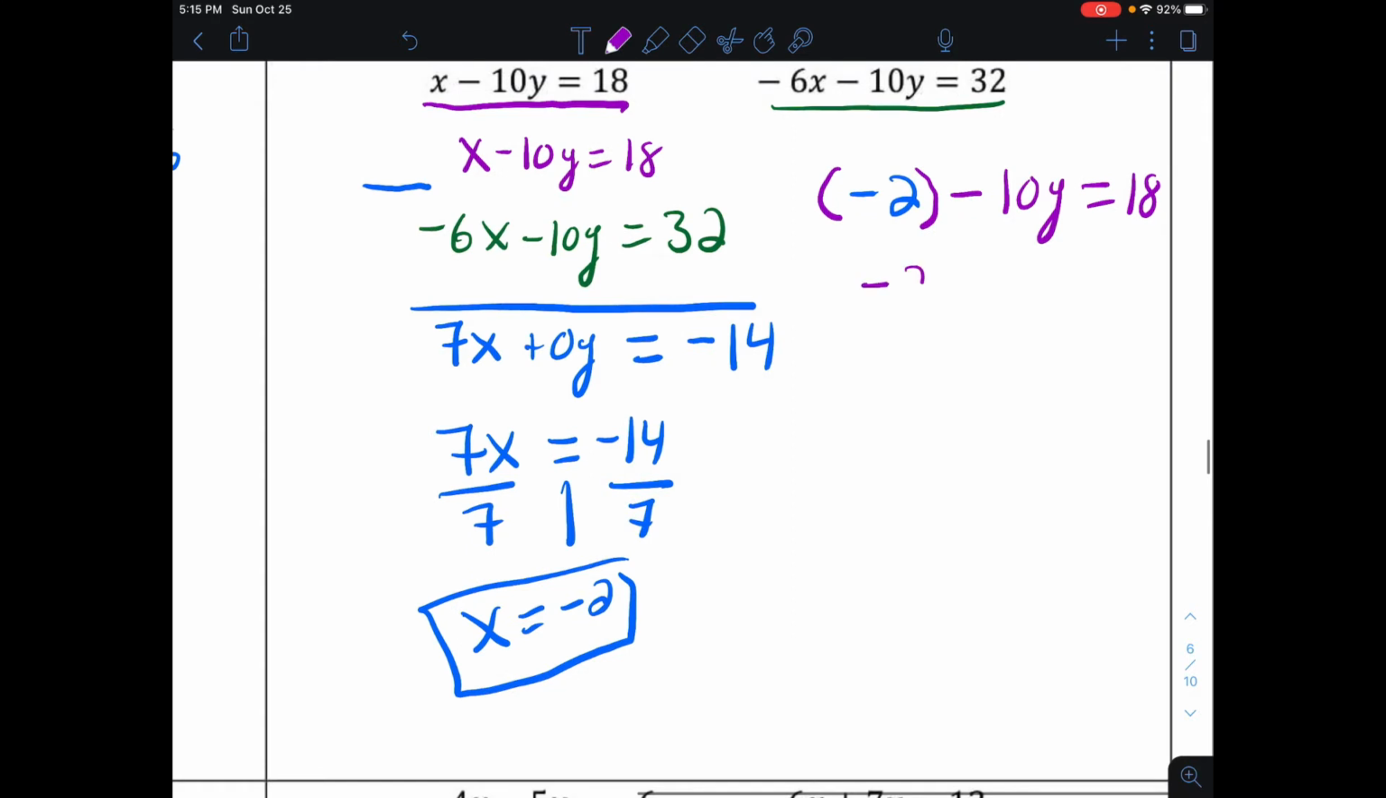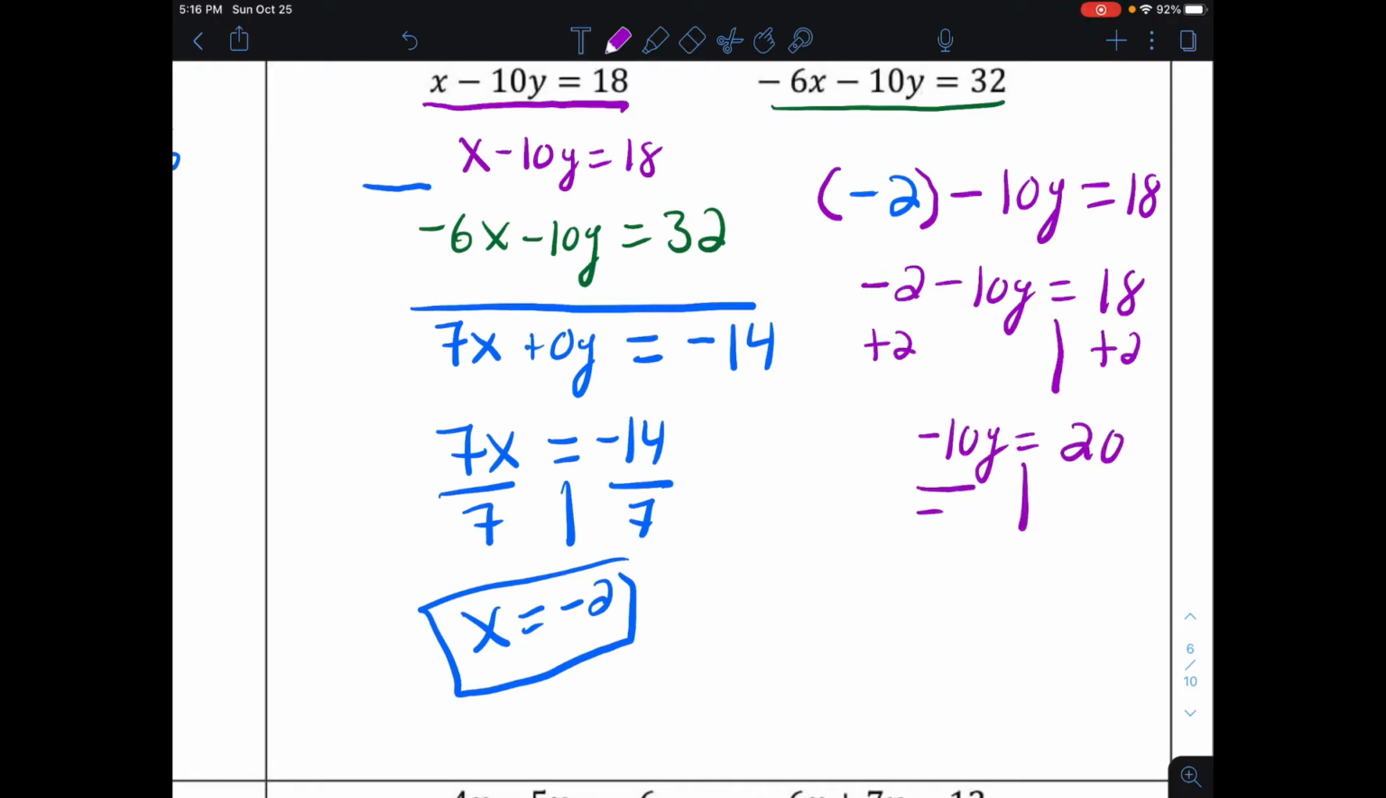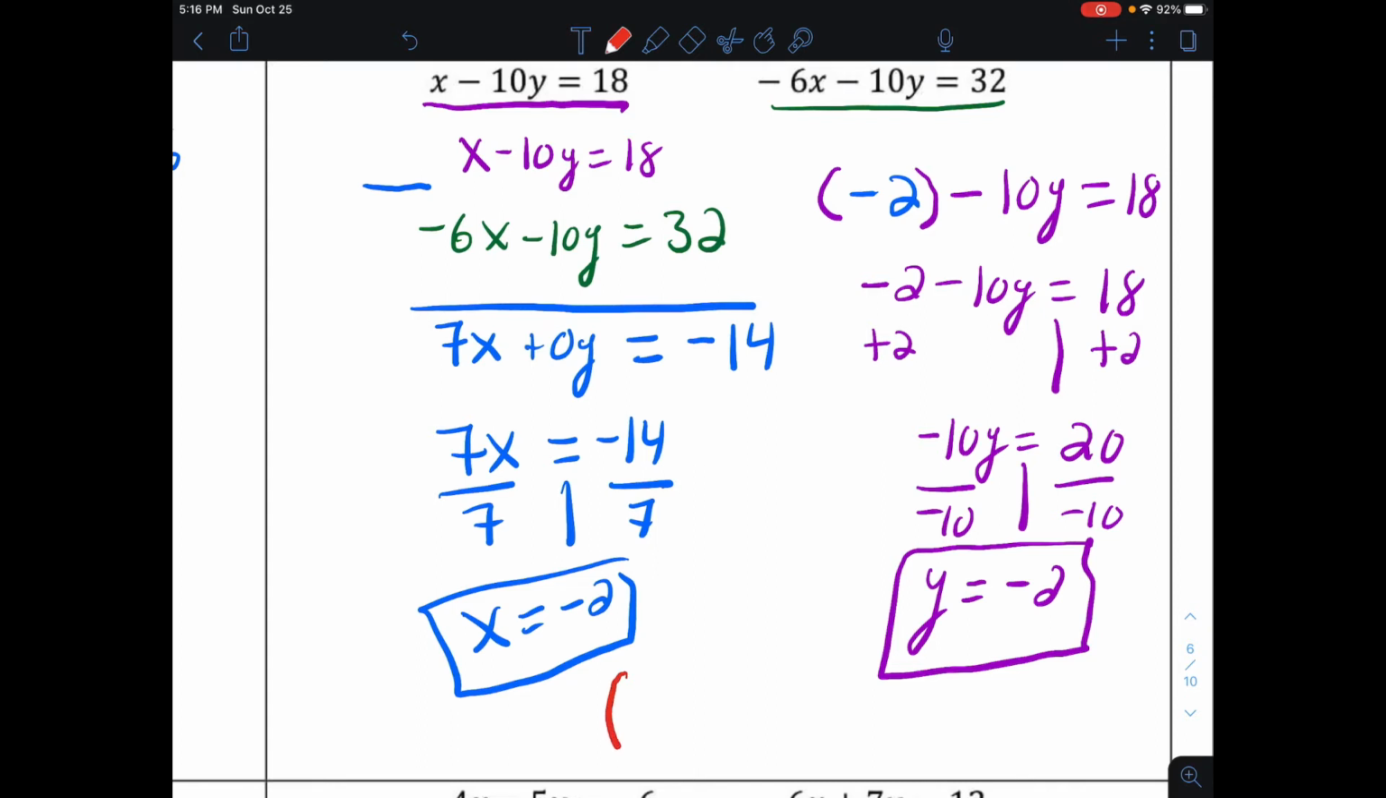So we have negative 2 minus 10y is equal to 18. And then I'm going to add 2. And we have negative 10y is equal to 20. Divide by negative 10. And that gives us y is equal to negative 2. So negative 2 is the value for y that'll solve the system. Now, the system of equations has a solution where those x and y values happen at the same time. So it's at negative 2, negative 2.